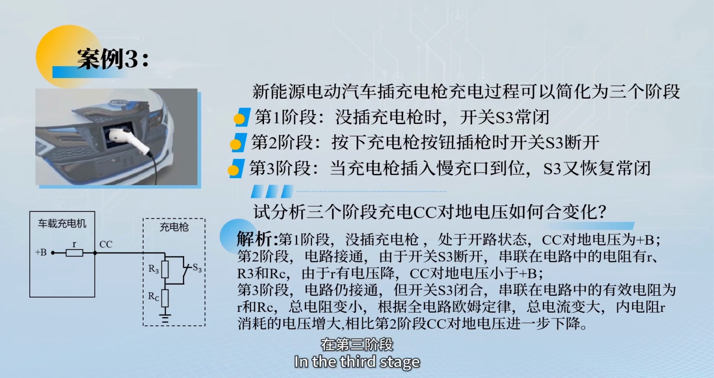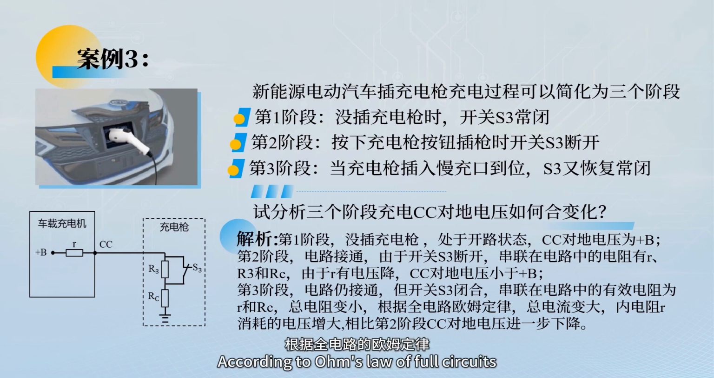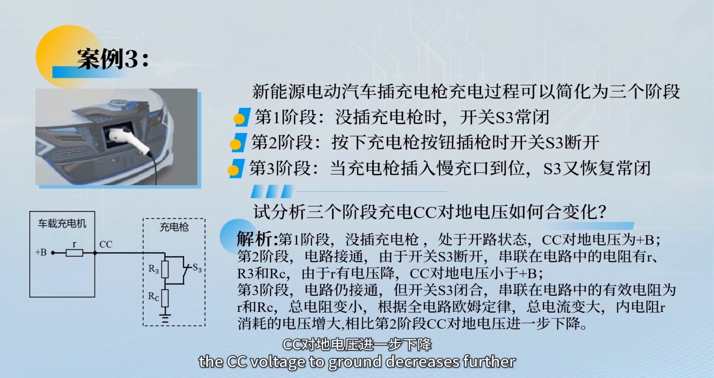In the third stage, the circuit is still on, but switch S3 is closed. The effective resistances in series in the circuit are R and RC, and the total resistance becomes smaller. According to Ohm's law of full circuits, the total current becomes larger, and the voltage consumed by the internal resistance R increases. Compared to the second stage, the CC voltage to ground decreases further.